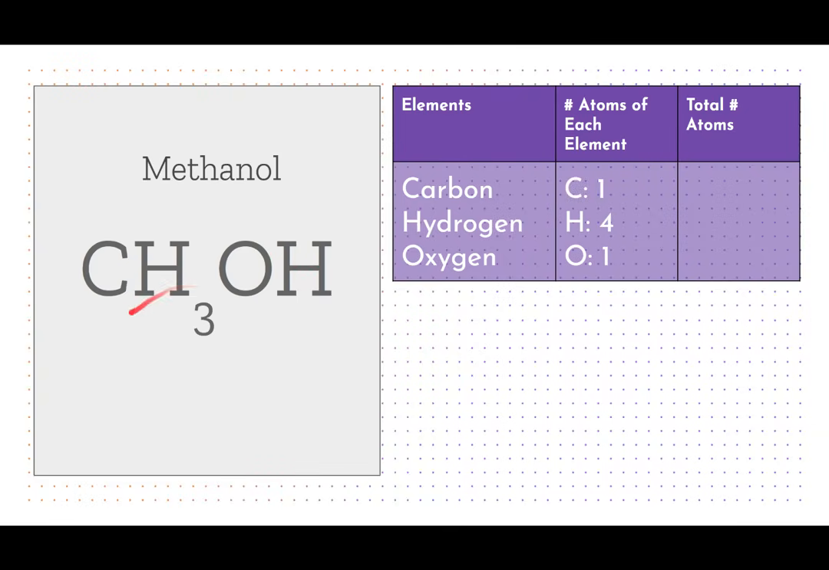That gives us 1 carbon atom. We actually have 4 hydrogen atoms because we have 3 here and 1 here. We add those together, and we have 1 oxygen atom, which means 6 total atoms.